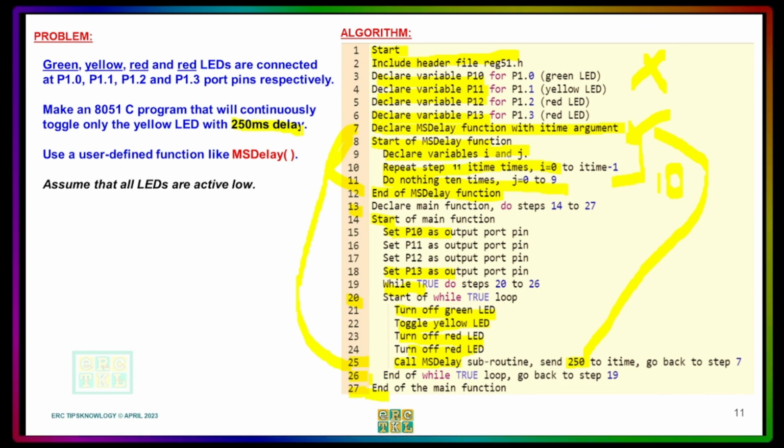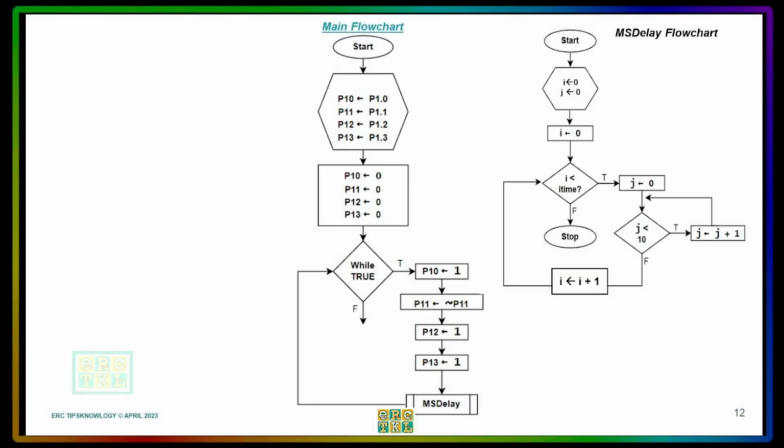Now, in the book by Mazidi, we will see that they use the number 1275 in the repetition here instead of repeating 10 times. But when I tried it with the simulator, it did not do the 250 milliseconds delay. So I changed it to 10 to make it like 2,500. Now let's see the flow chart.